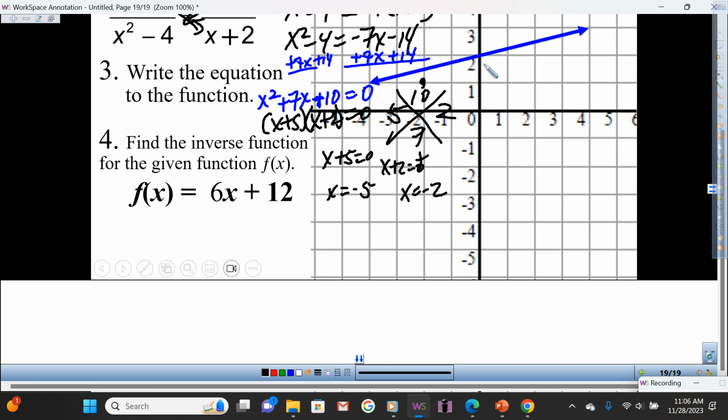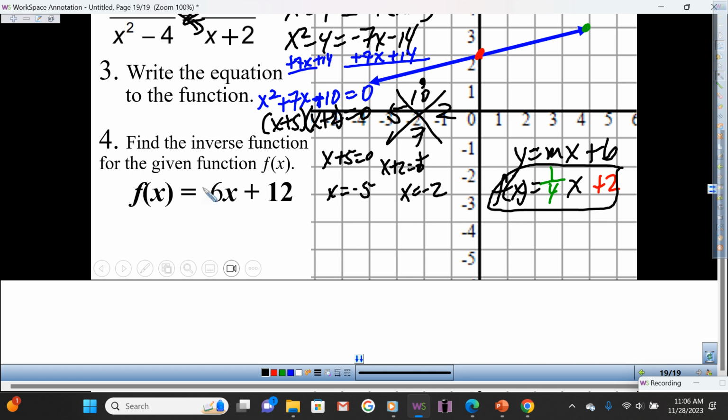Number 3, I need an equation for this. So I start with, bless you, y equals mx plus b. Where does it cross the y-axis? It crosses at +2. And I need a slope, so I need to pick another point. I'll pick this one right here. So to get from here to there, it's 1 step up and 1, 2, 3, 4 to the right. 1 step up, 4 to the right. So my new function, f of x, equals 1/4 x plus 2.